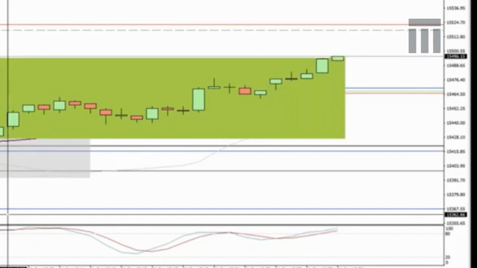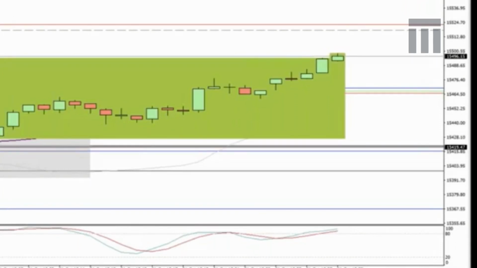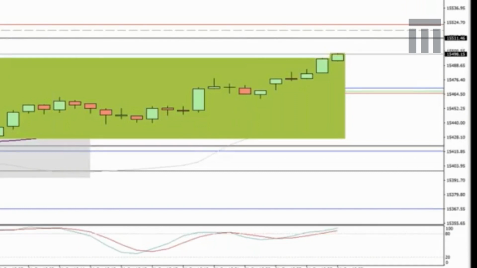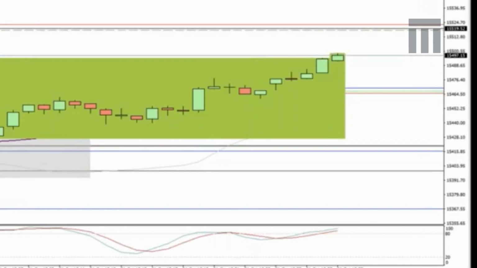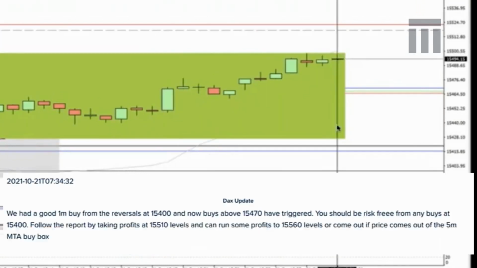DAX moving up, lovely. 1 minute, still giving us reasons to stay in. I myself am still in half, and I'm going to look to take another 25% at 15,510 areas. All right, guys, I'm back. So we're just getting up to those levels.